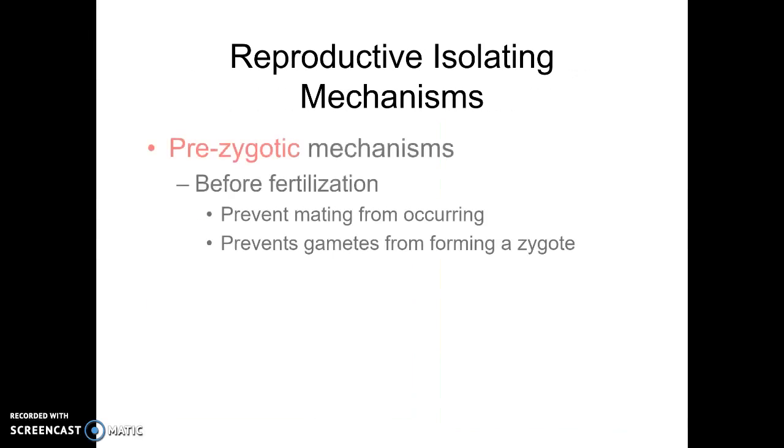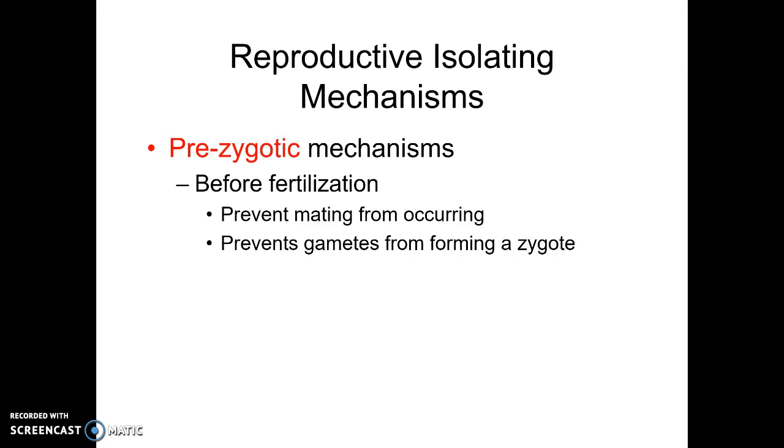Reproductive mechanisms can be broken into two categories. The first is referred to as a pre-zygotic mechanism. Remember, when you get a zygote, you have the egg and you have the sperm. They come together to form the zygote, that one cell right at the very beginning of life. So pre-zygotic means before the zygote forms. These are things that are going to prevent the egg and the sperm from physically fertilizing.